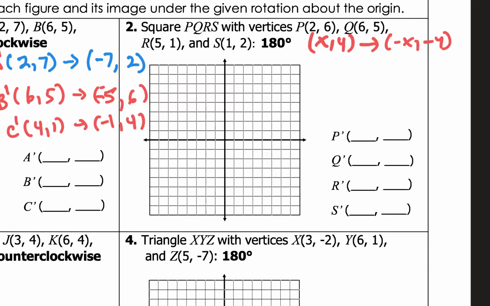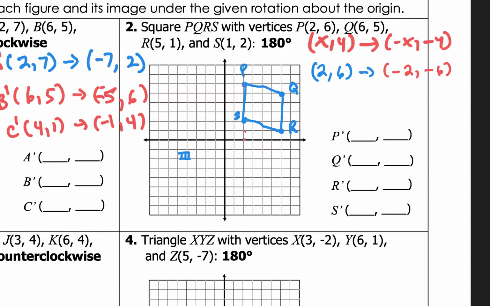What I want you to notice is when we graph the image, and I'm going to go ahead and graph that. When I graph this square, let's say I go 180 degrees, if I go counterclockwise, it's going to be in quadrant 3. If I go clockwise, I still end up in quadrant 3. So it's going to follow that same pattern. So for example, P is at 2, 6. So if we do a rotation of 180 degrees, it's going to be negative 2, negative 6, which is going to be in the third quadrant.